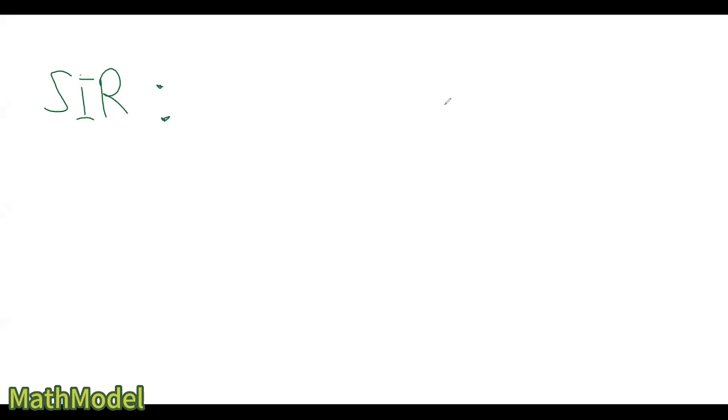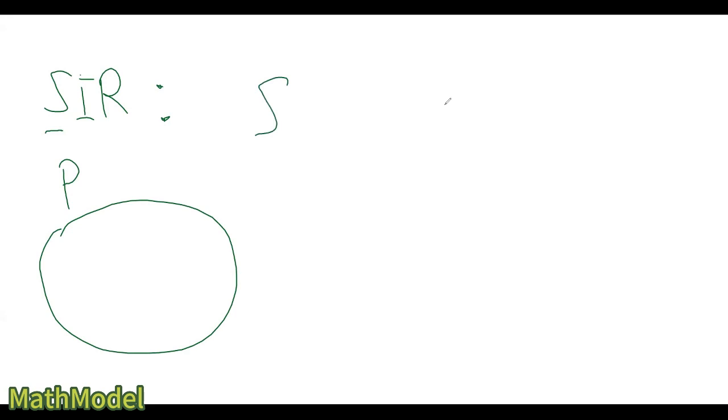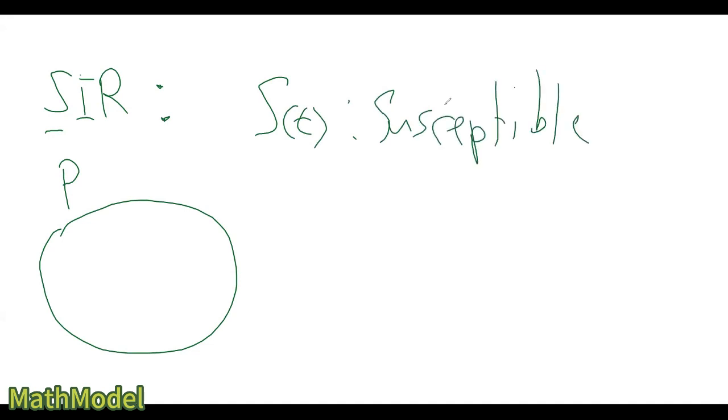First off, let's say we have a population P. And S is the susceptibles. So S of T is the susceptibles: the number of people at a time T who could be affected. And what exactly is susceptible?